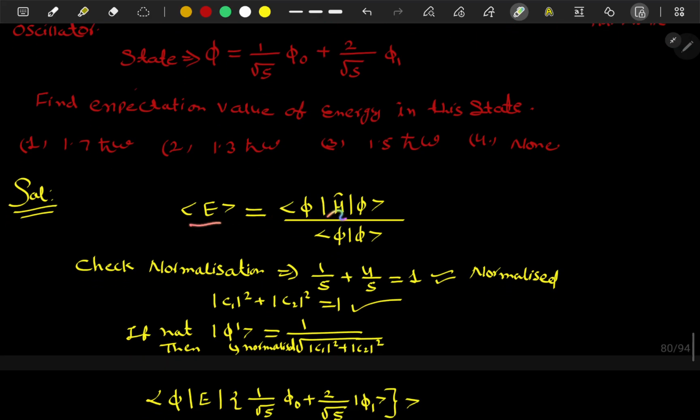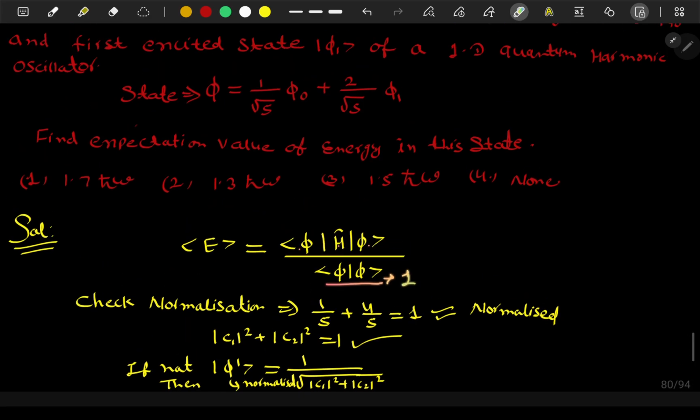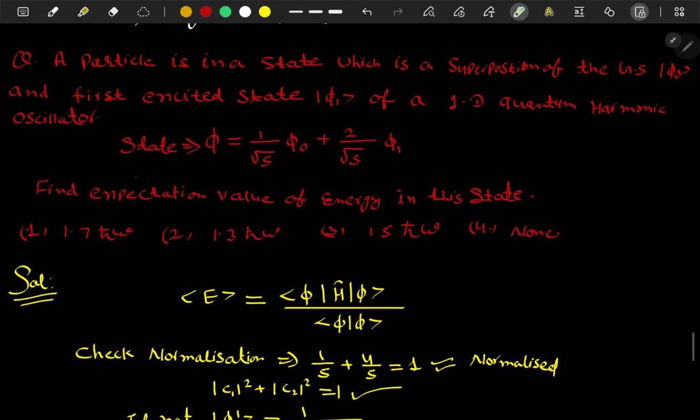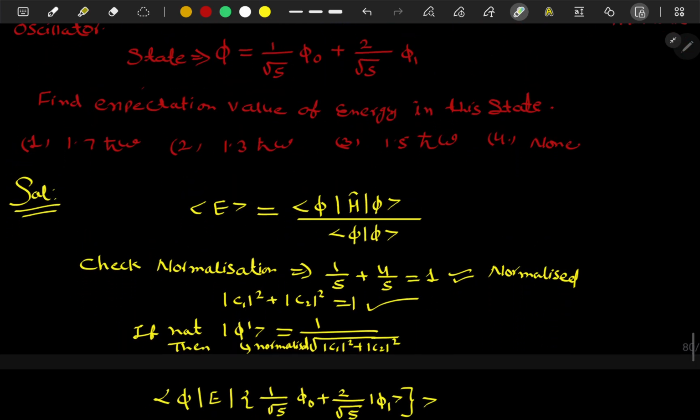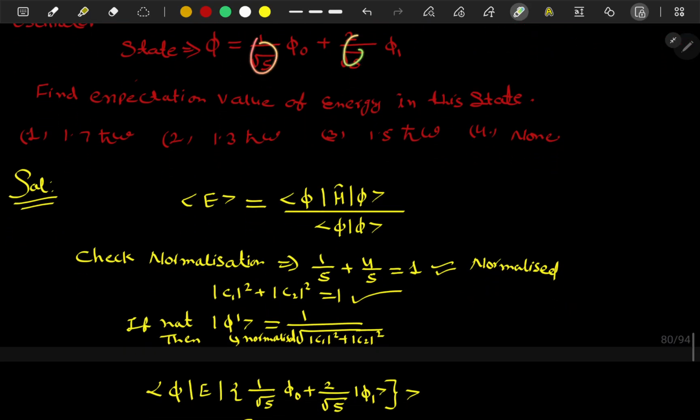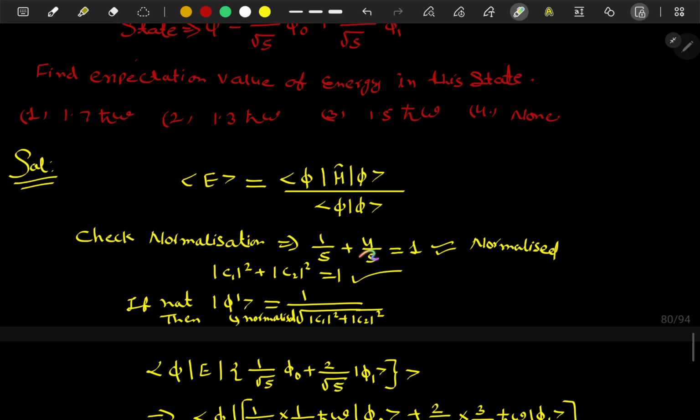So how will we calculate the expectation value of energy? Like this: <phi|H|phi> over <phi|phi>. If the function is normalized, the denominator will be 1. So check whether the function is normalized or not: (1/√5)² plus (2/√5)² is 1/5 plus 4/5, equal to 1. So phi is normalized, and it will give us 1.